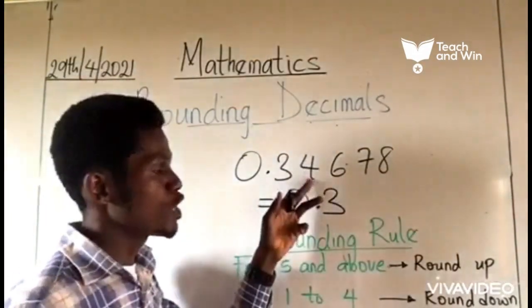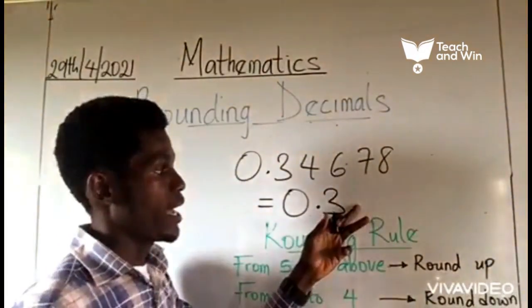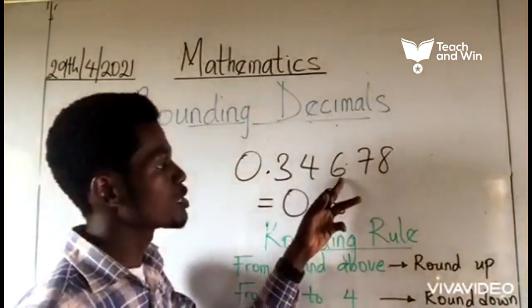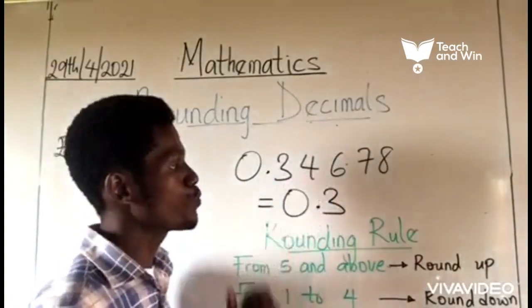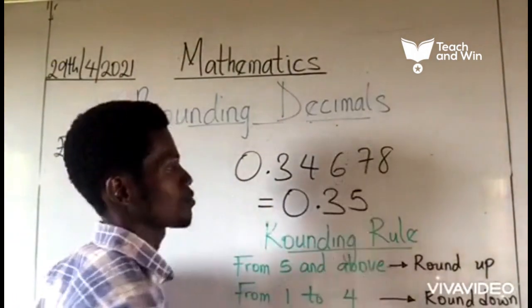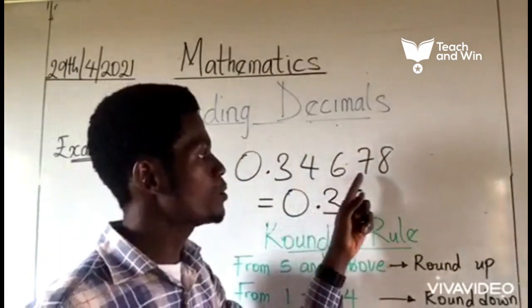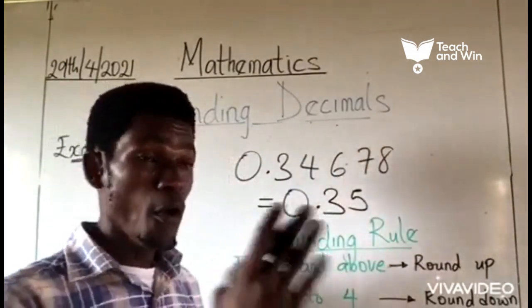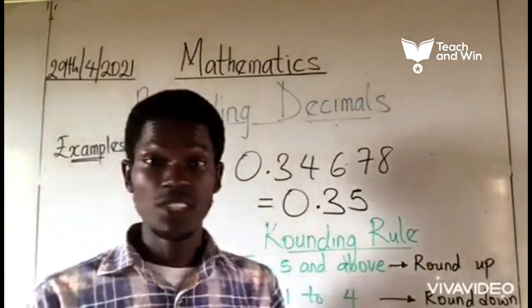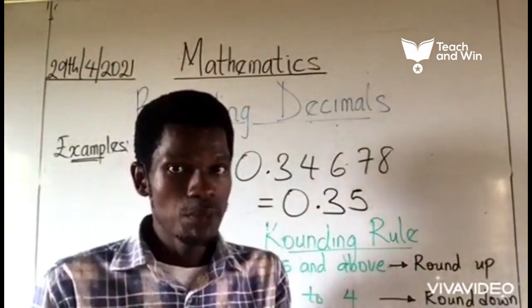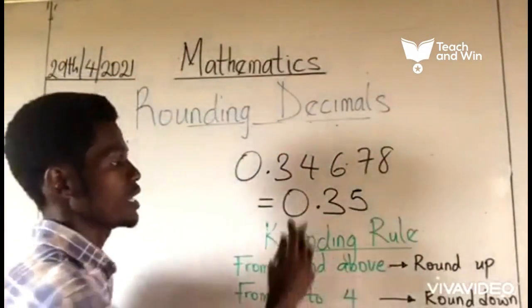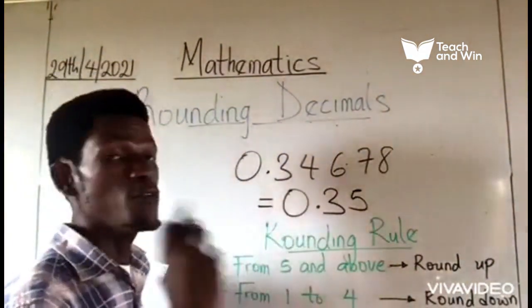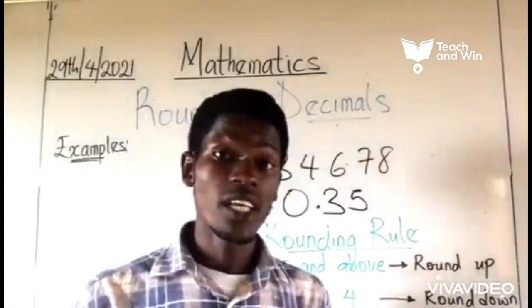Now my 4 is not going to be 4 anymore. So I'm going to add the 1 that I've rounded up here. I've rounded up this 6 to 1 and add it to what? To 4 to make it what? 5. Then the rest will be what? 0, 0, 0. So after the point, you don't need to add the 0. It's not necessary. But once you put it there, it's correct, but it's not really necessary for you to put it there. So our answer here is what? 0.35.